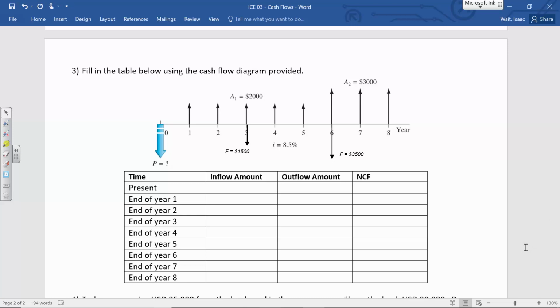Factor in the interest for the present amount? Good question. The present amount is unknown, and so you just leave that row blank. So we're not actually solving for how much that amount is. You're just translating the cash flow diagram into the table. So the first row will be blank. But this is one that we could solve since we have the interest rate.